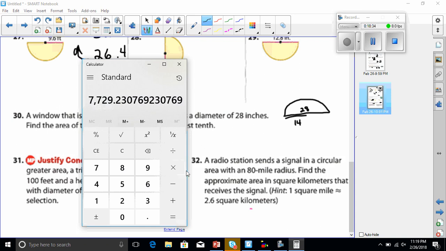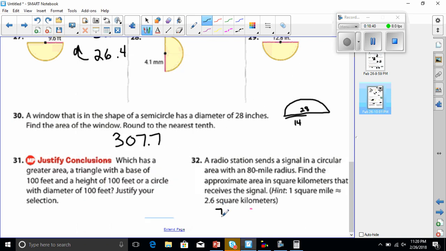And our answer is going to be 7,729.2. Okay, and that's square kilometers.